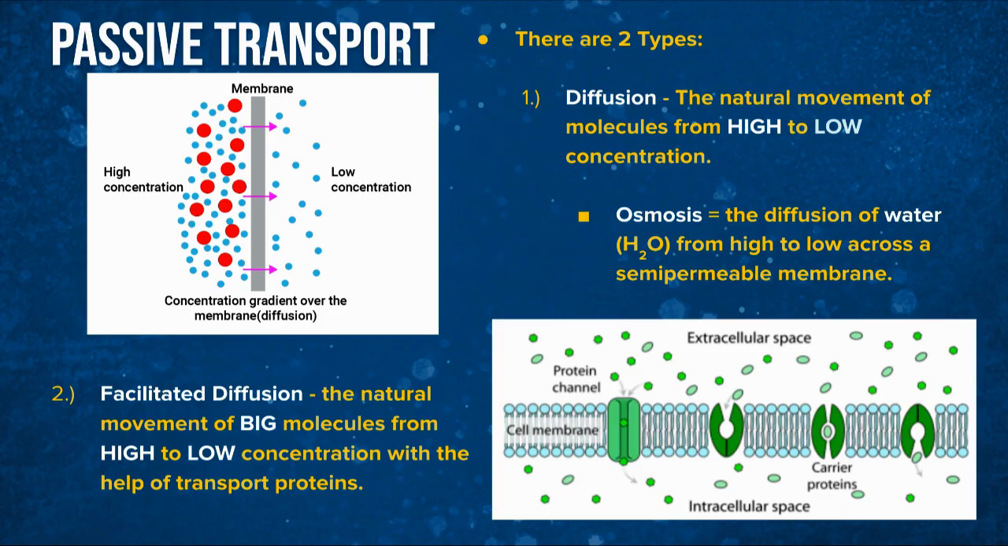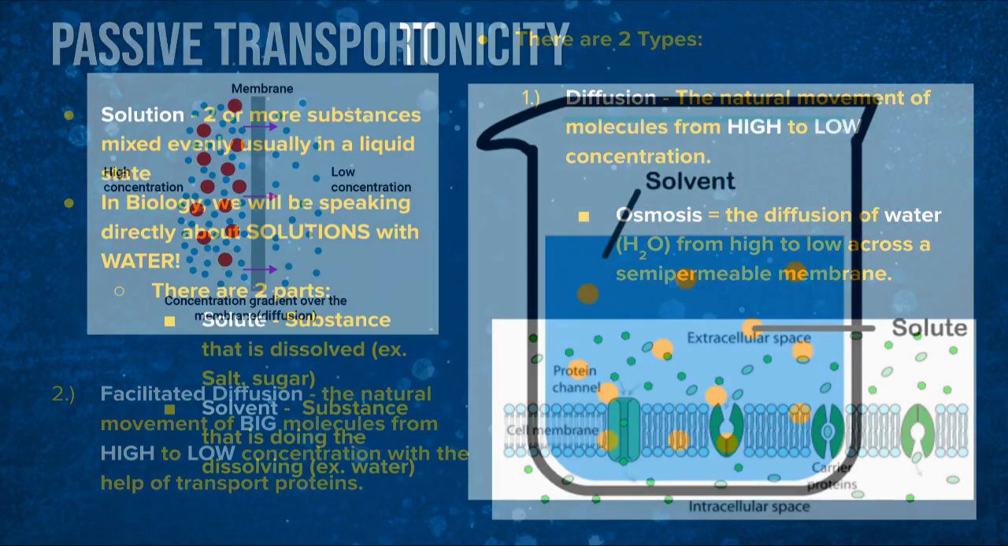And what is going to help the particles move across the membrane is a protein. The particles are still moving from an area of high concentration to lower concentration. They just need the assistance of a protein, more than likely because the particle is too big to get across by itself. So it just needs some help. But this still requires no energy.